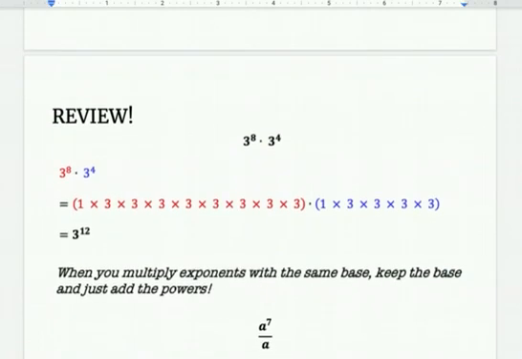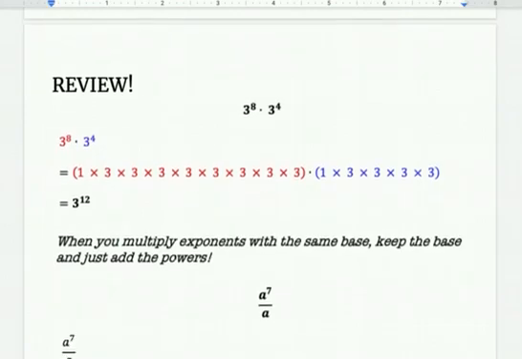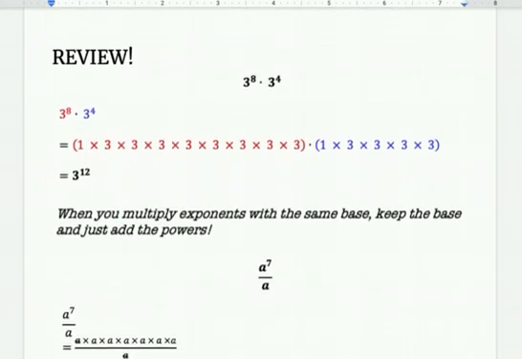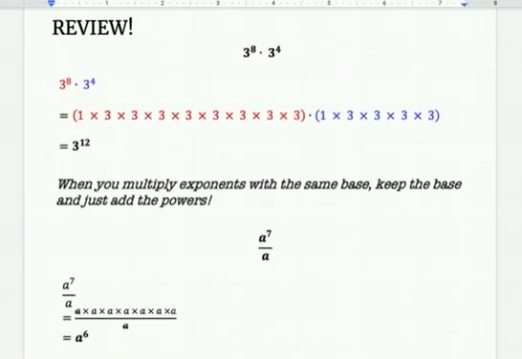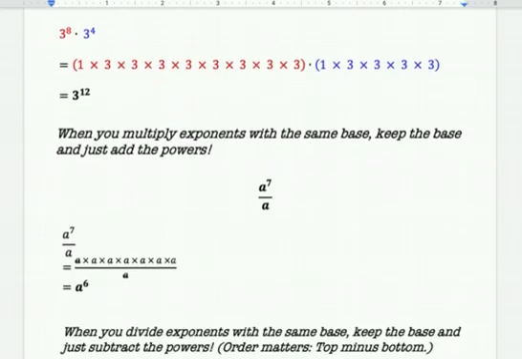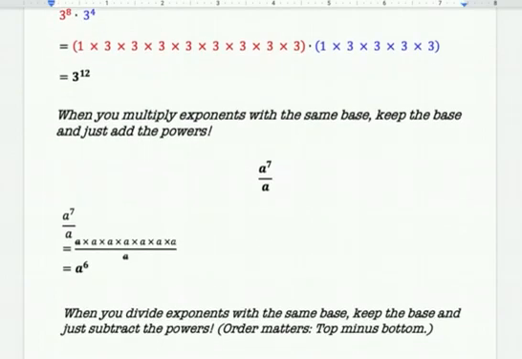With dividing base numbers that are the same, you are expanding it all out. So a to the 7th power divided by a, and without a power, we can assume that it's just a to the 1st power. We have one set of a's that we would cancel out. So essentially, it's just subtracting. Top power minus the bottom power. So 7 minus 1, which is 6. When you divide exponents with the same base, keep the base and just subtract the powers. Order matters, top minus bottom.